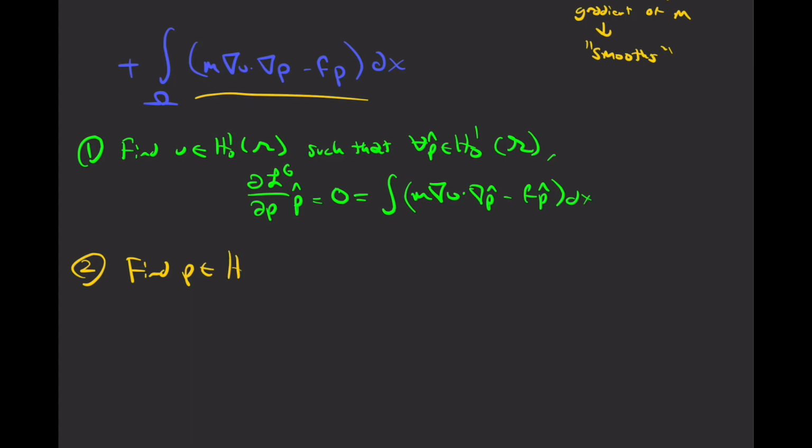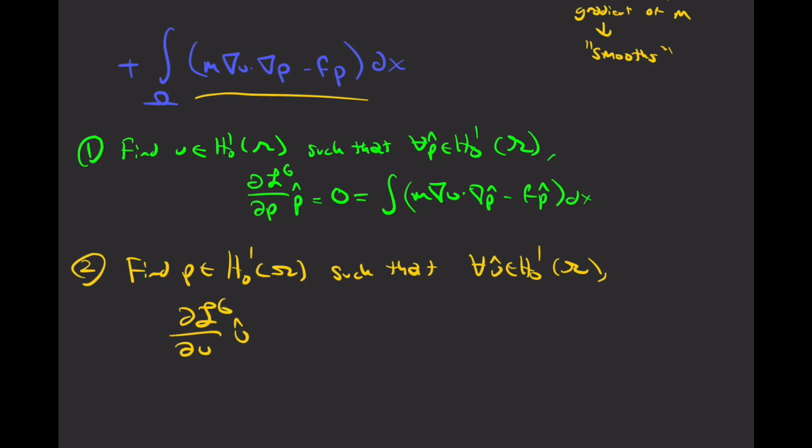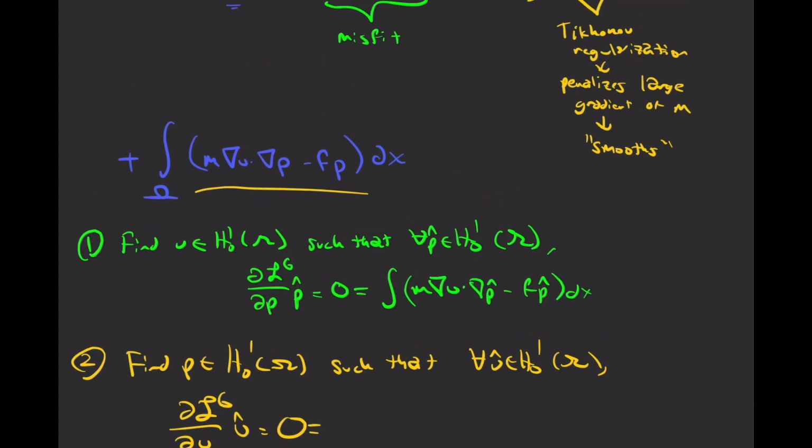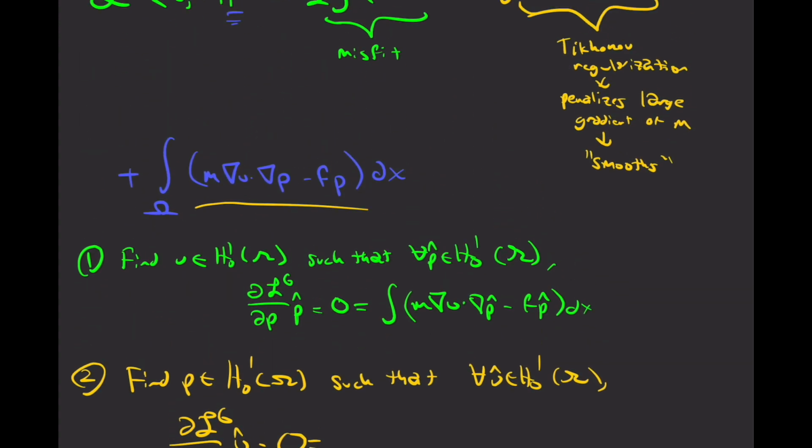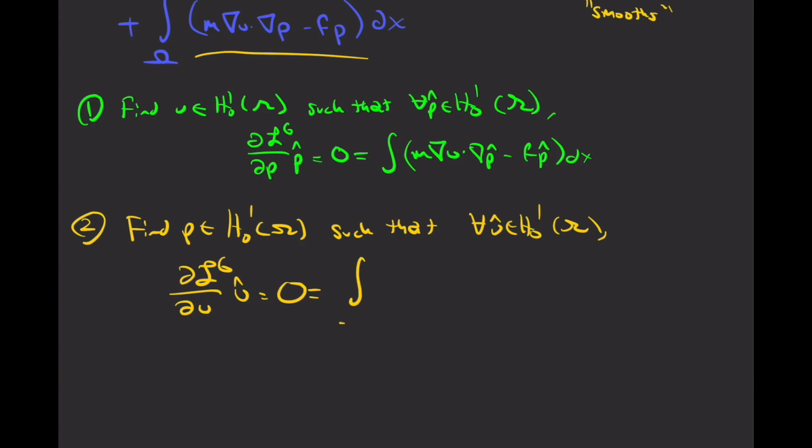Second, we solve for the Lagrange multiplier. We solve this variational problem. We take a partial derivative with respect to u acting in the u hat direction. We set this equal to 0. If we go back up to our Lagrangian, we have a u term here in the green, in the misfit. We have a u term here in the blue. This regularization term does not depend on u. So taking a derivative, the first term gives u minus d times u hat, plus m del u hat dot del p dx. That's our adjoint equation.